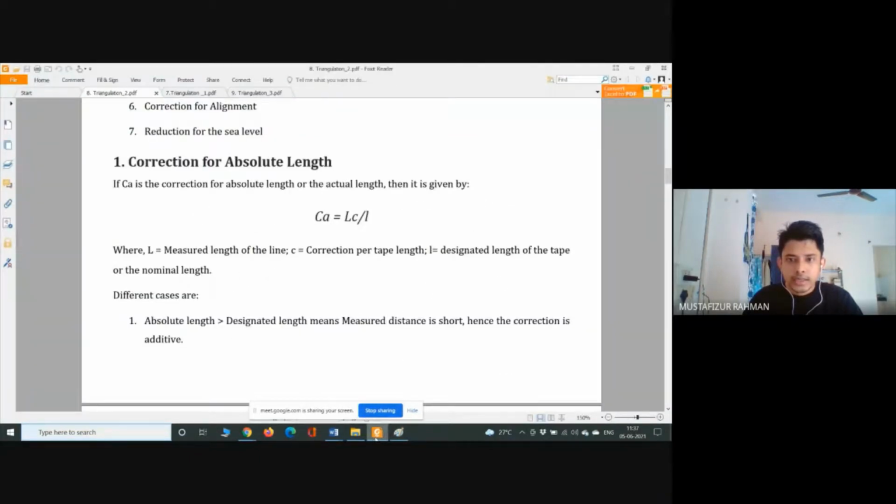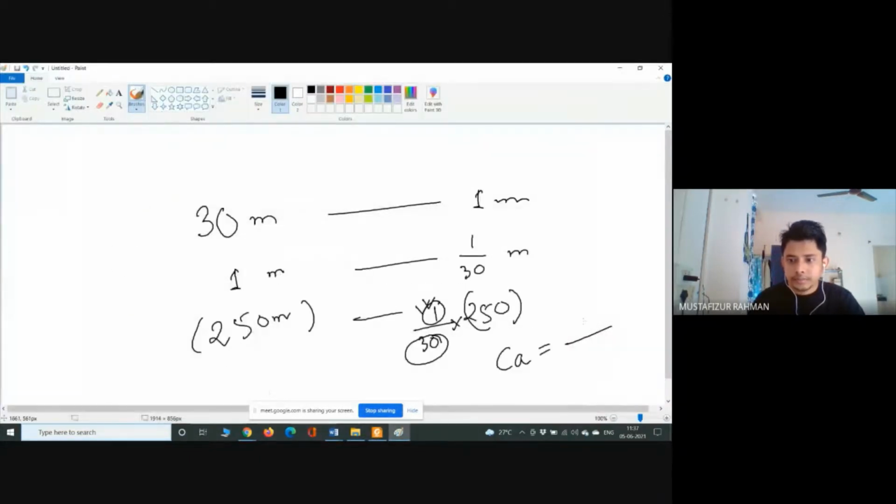So we are writing correction, and C and small l. This C is the correction per tape length. This capital L is the total measured length and small l is the designated length of the tape. This will give us the correction required in the entire calculation.